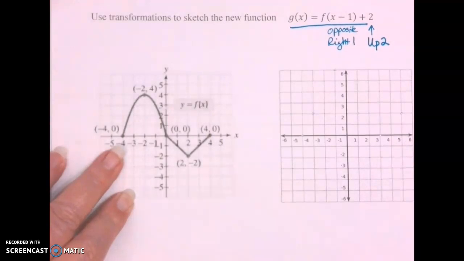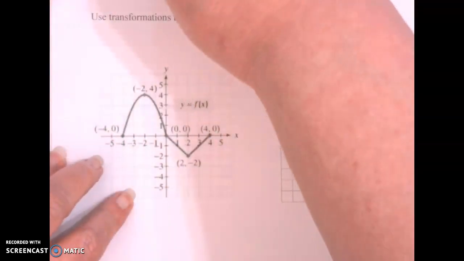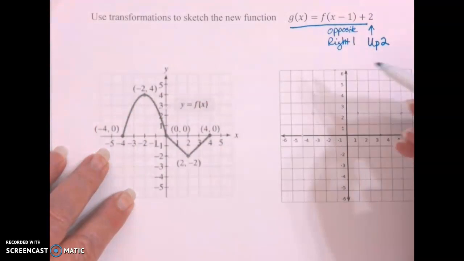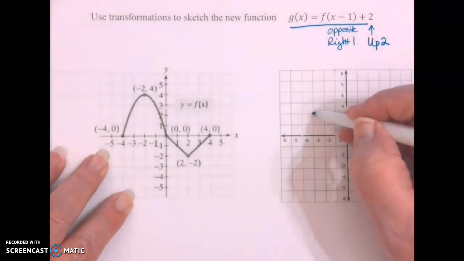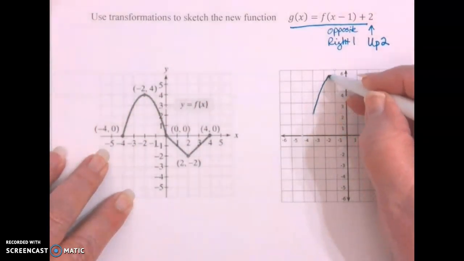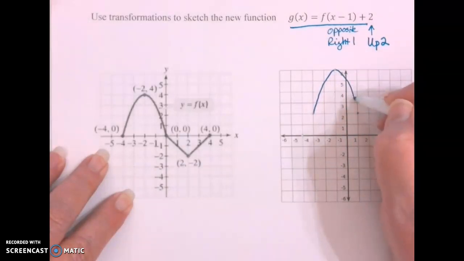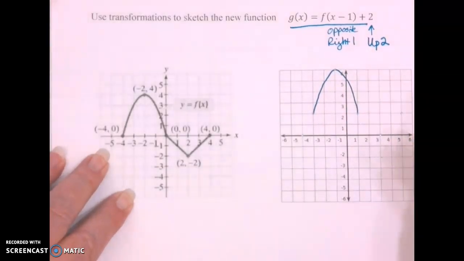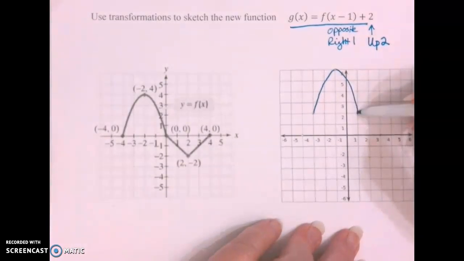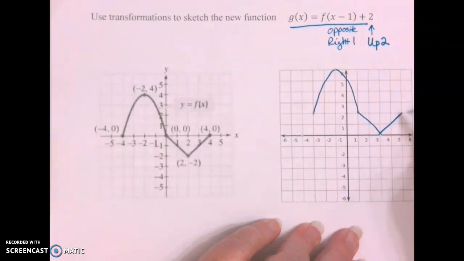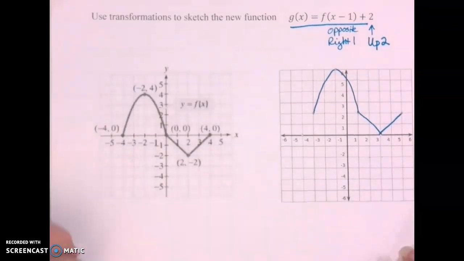Now we want to connect these. So it's going to look something like this. Then it goes straight down there and straight up there. So that is a transformation of the graph where we took the whole graph, moved it up 2, and shifted it to the right 1.